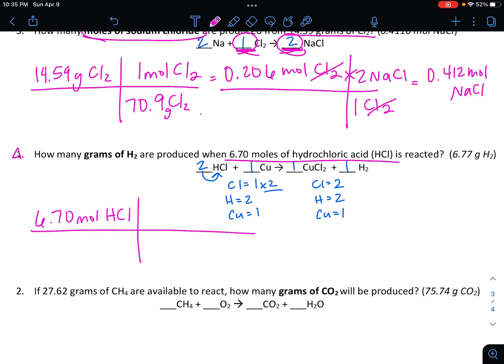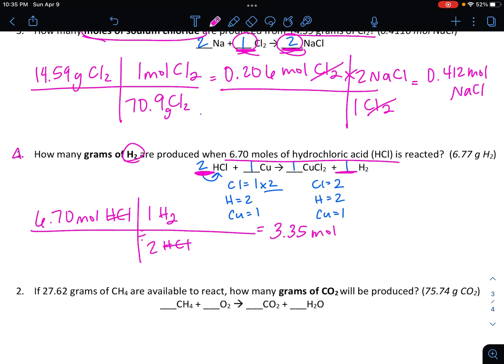Okay, so I'm in moles, so that means I can use my big numbers. So I have 2, and I'm looking for hydrogen. Hydrogen only has 1. So this is going to tell me my number of moles. Remember, the HCl's are gone, so I'm just going to do the 6.7 divided by the bottom.